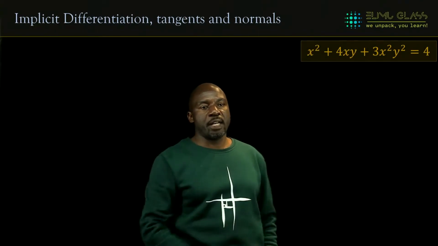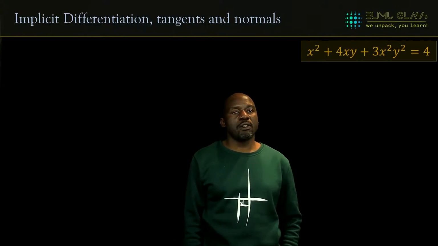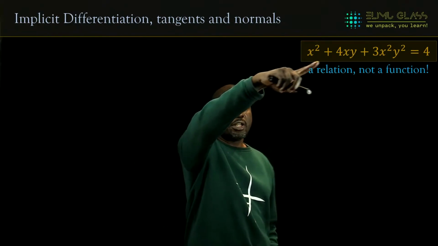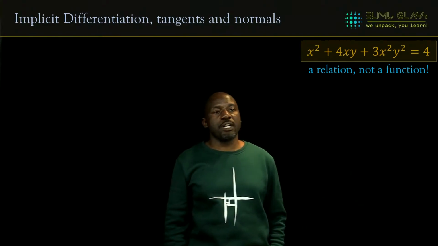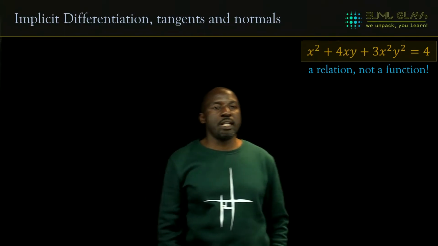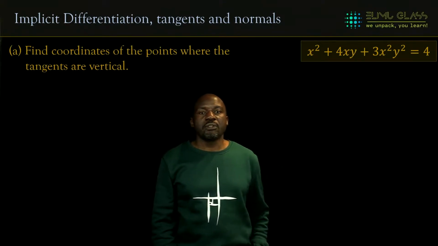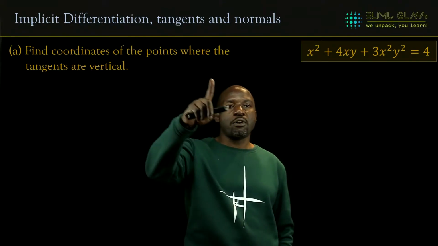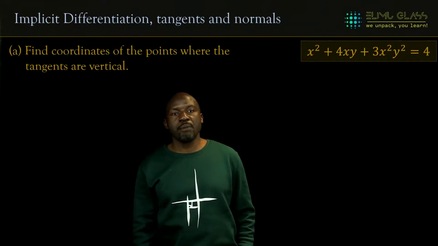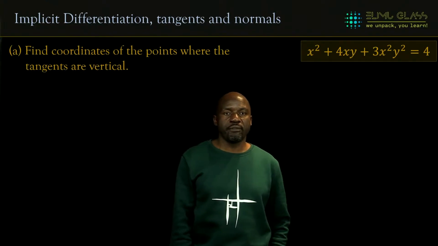Here is the relation, or the equation, that we've been given. We want to find a point on the function. Notice that this is a relation and it's not a function. We can refer to it as an equation, but we can't refer to it as a function because it would fail the vertical line test. I believe I've sketched the graph somewhere, but we'll look at that later. So the first part is to find the coordinates of the points where the tangents are vertical. Now there may be one or there may be more, but we want to find all those points where if we draw a tangent to the curve, it's going to be vertical.